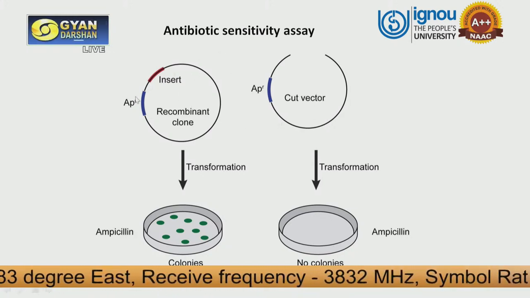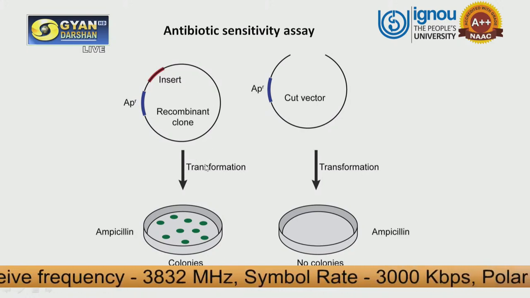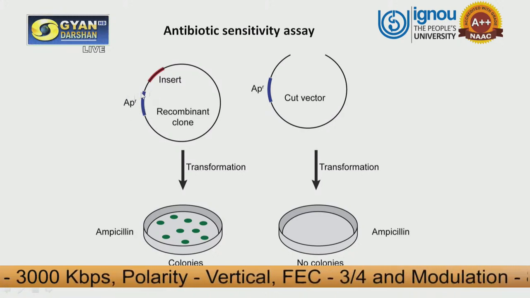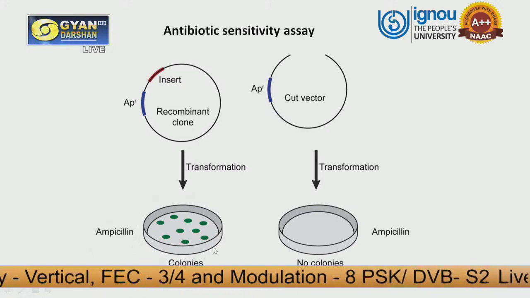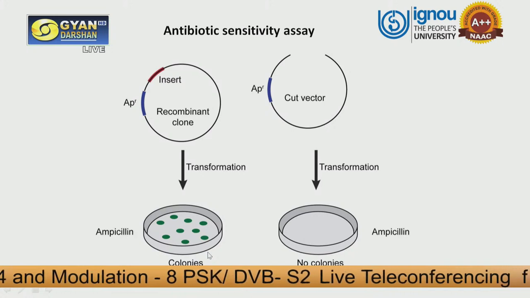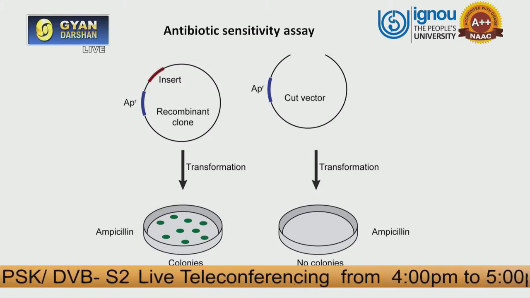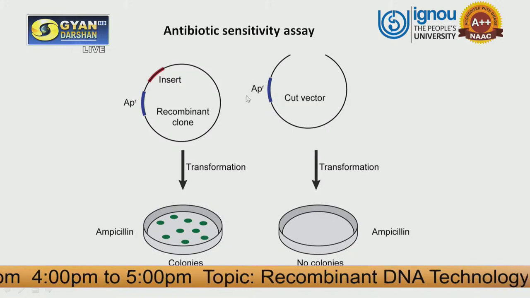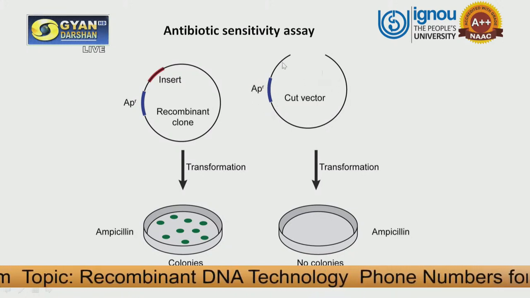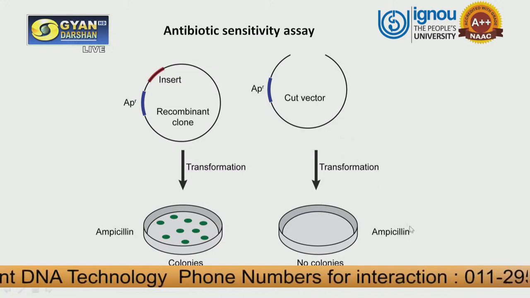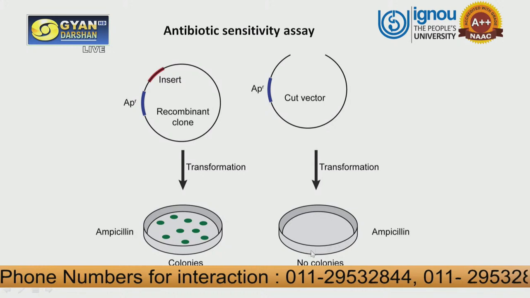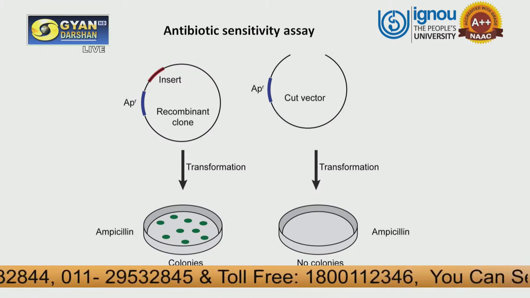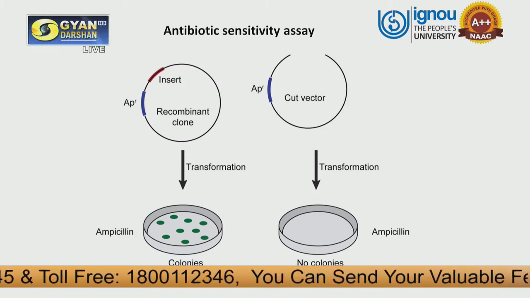So when you transform these vectors into a host cell, because of the functional gene of ampicillin resistance and your plate having the ampicillin, the cells which are actually transformed can survive on the ampicillin plate. Whereas here this ampicillin resistance gene is non-functional because it is cut or open, and hence in the presence of ampicillin you will find no colonies. So in this way you can select the host cells or the colonies which are actually transformed compared to those host cells which are not transformed.